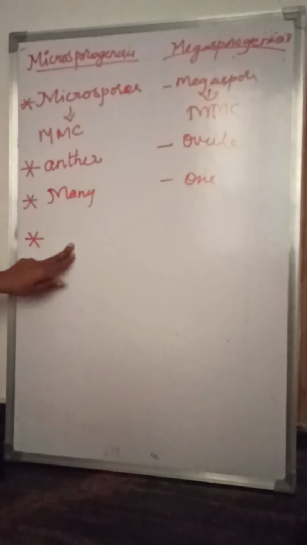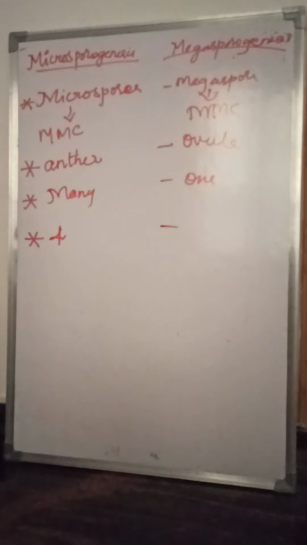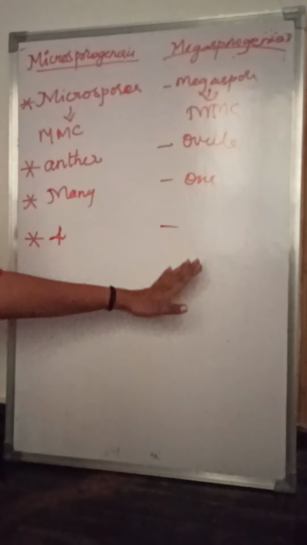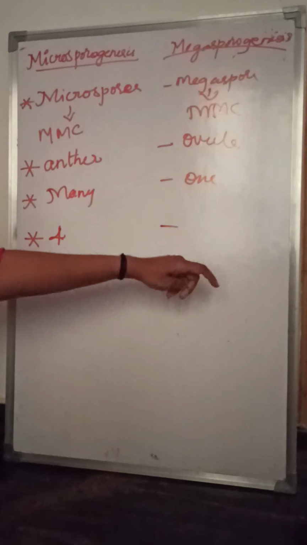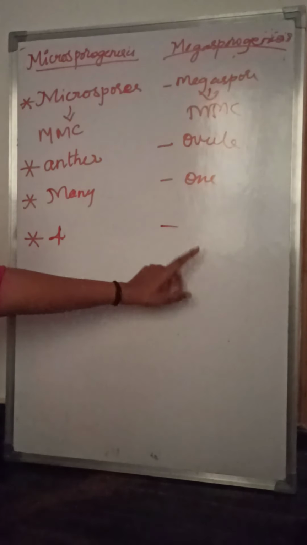Here all 4 cells of the microspore tetrad are functional. Whatever the end result, the 4 microspores of the tetrad are all in a functional state. Here, only one megaspore becomes functional. In megasporogenesis also the result is 4, but 3 degenerate and only 1 megaspore is functional. Understood? So this is the difference between microsporogenesis and megasporogenesis.